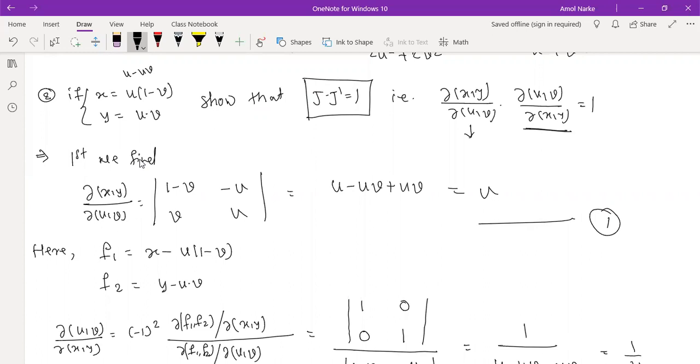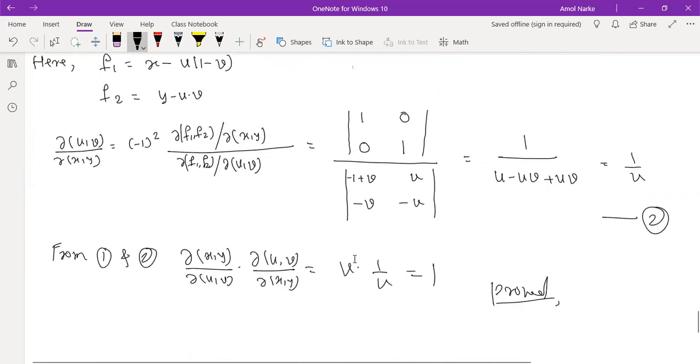Okay? Sir, can you scroll down? Yeah, sure. So this is what we have for the Jacobian. This is the end of our first application.